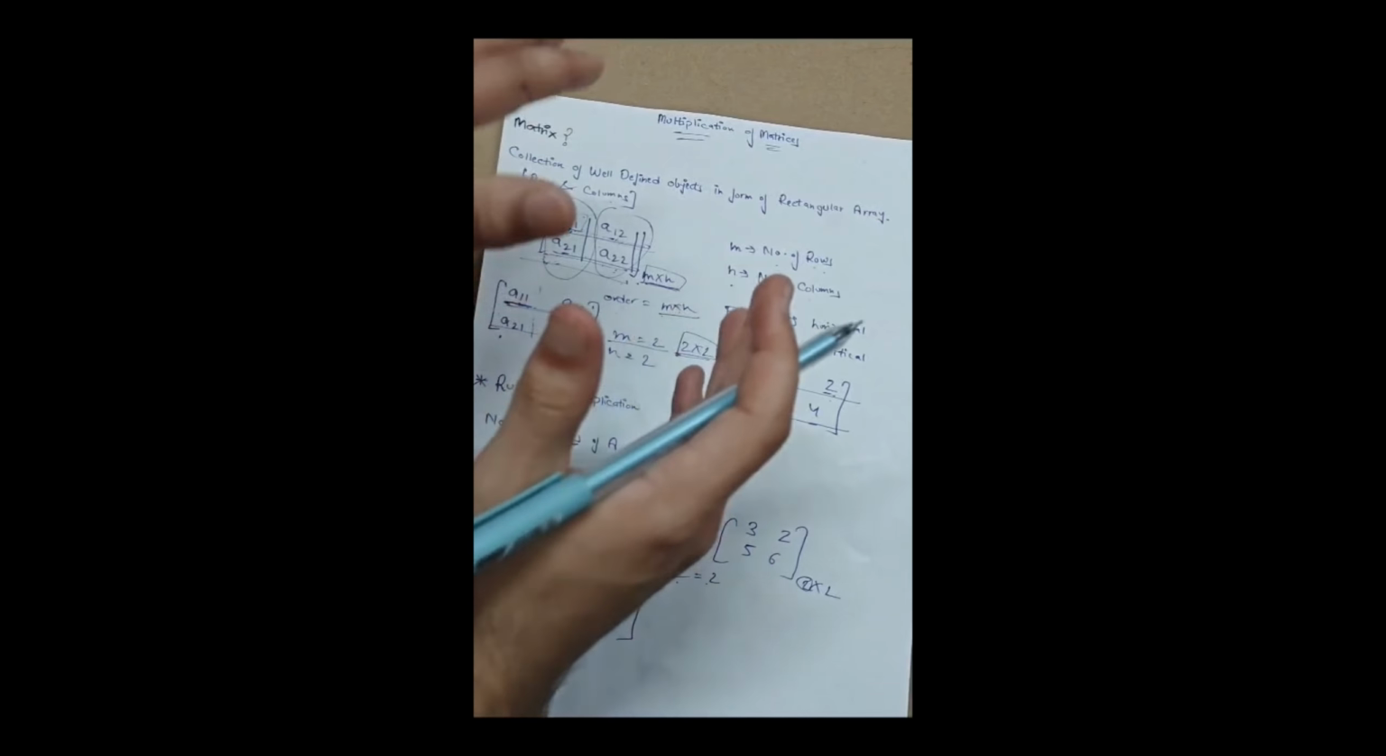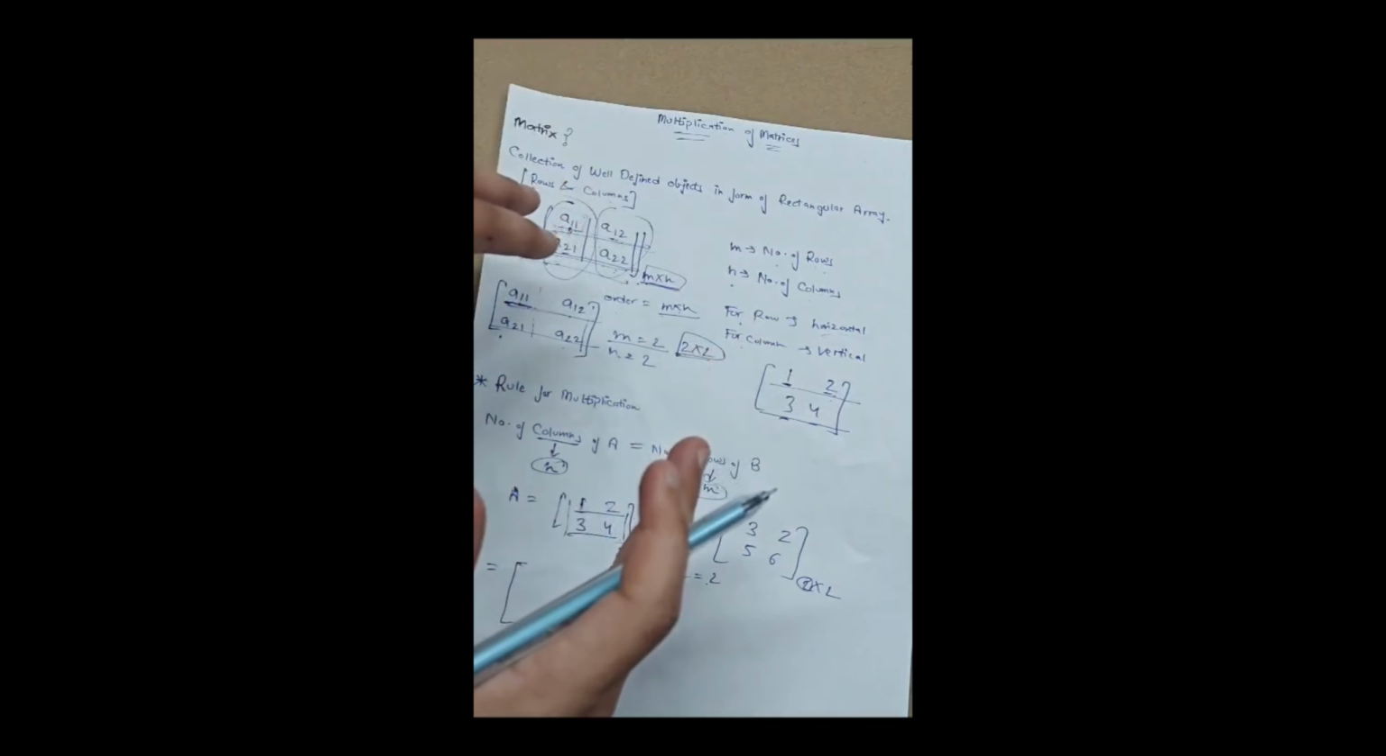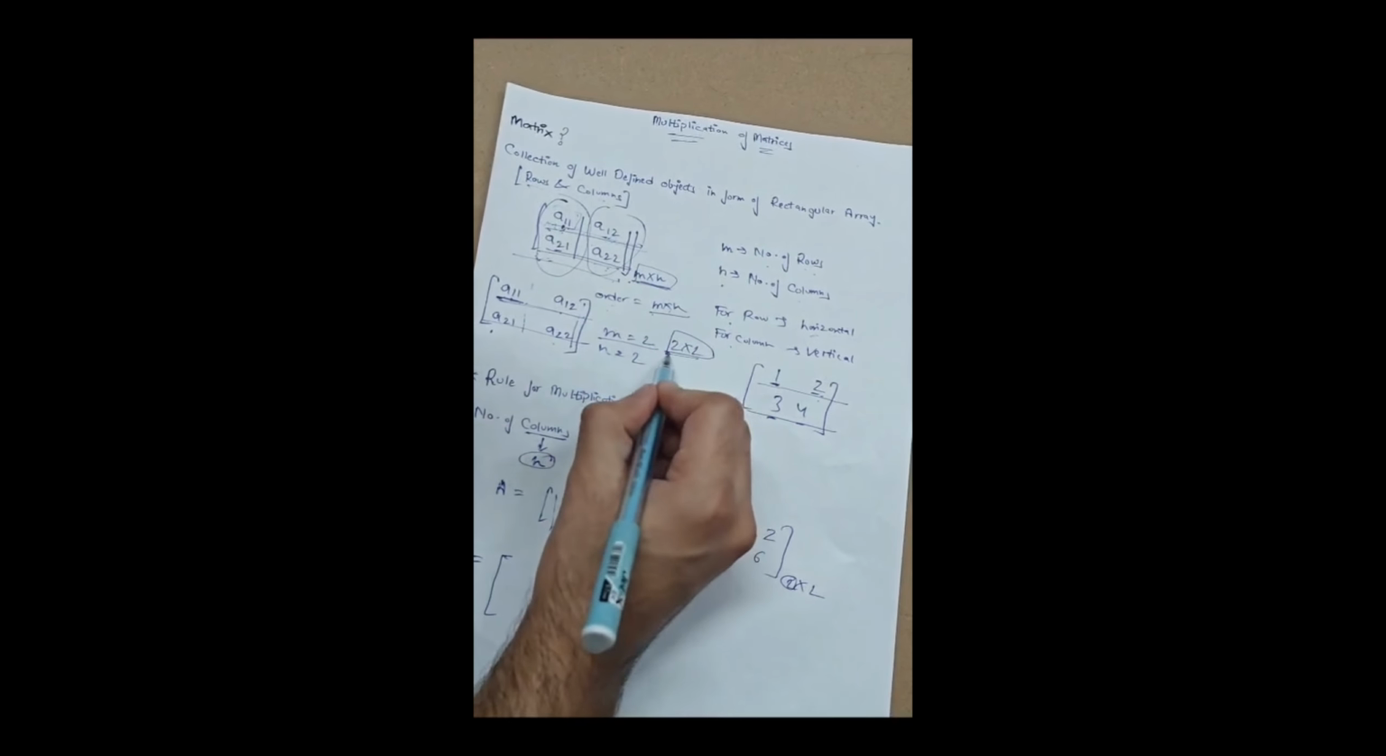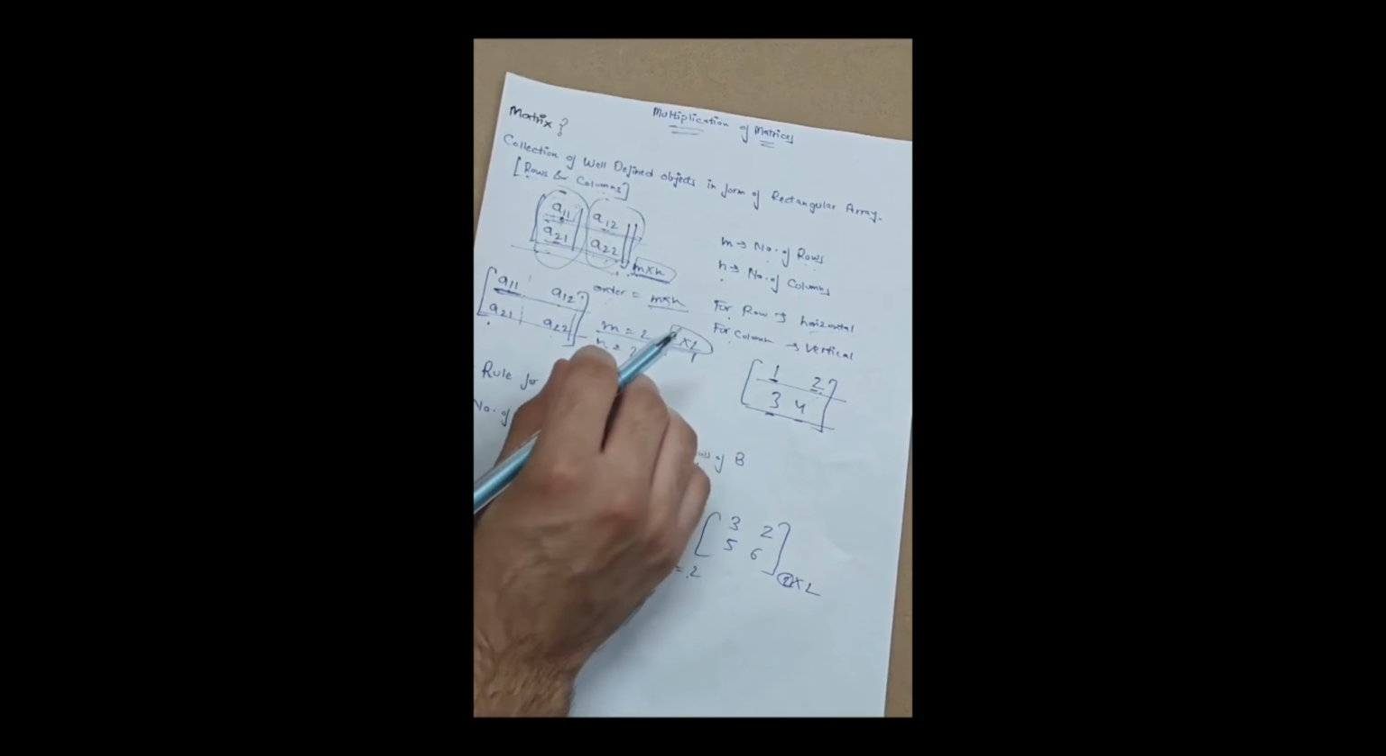Why I'm telling you this order is because for the multiplication purpose, if you do not know the order of the matrix, or if you do not know what denotes the number of rows and what denotes the number of columns, then you could not do the multiplication.